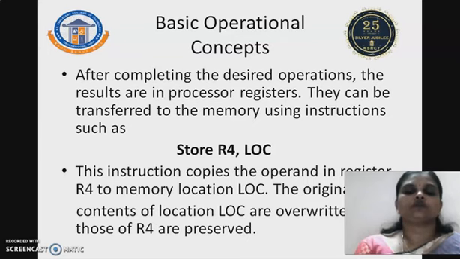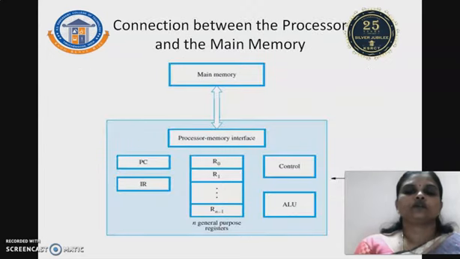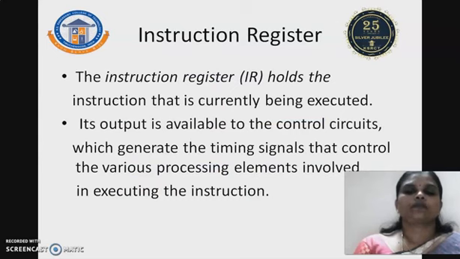The original contents at the location LOC are being overwritten here. So a processor, if you look into that with the interconnection, you have a main memory and a processor. A memory interface might be there, which will be acting as an interface for connecting the program counter, instruction registers, and a different set of general registers from R0 to Rn-1, followed by a number of arithmetic logic units and a control unit.